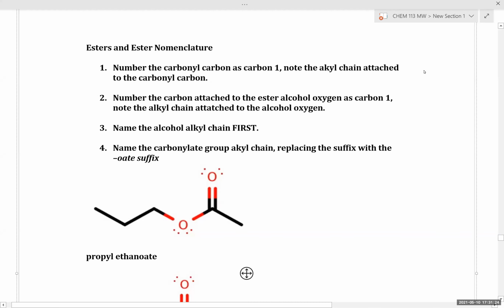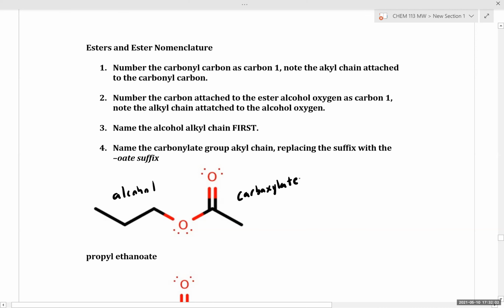So when we last left off, we discussed many methods to prepare esters, amides, acyl chlorides, and other carboxylic acid derivatives. What we're now going to do is talk a little bit about naming esters and the process and the rules for ester nomenclature. So esters can really be thought of as a molecule or a functional group with two parts. We have our alcohol side chain and we have our carboxylate side chain.